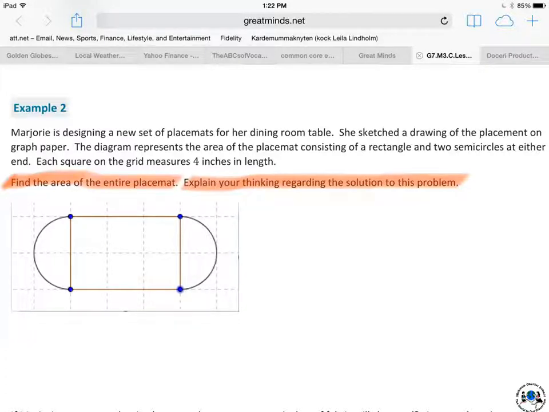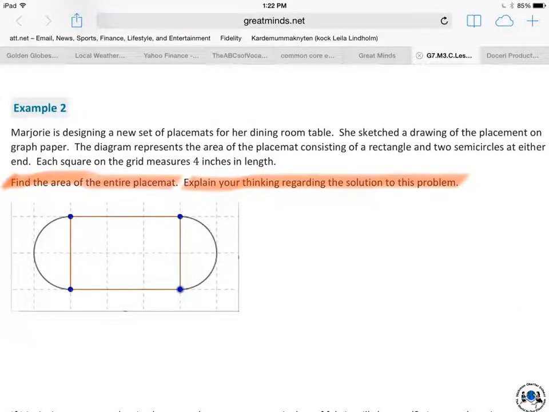Anyway, as Marjorie is designing this new set of placemats, now this whole thing is a placemat. I just want to clear that up. This is not cut in pieces necessarily. She's just designing it. But in order for us to find the area, she or we have decided that it's going to be easier if we do a little decomposition. Okay, and therefore we're going to look at this as one rectangle and two semicircles.